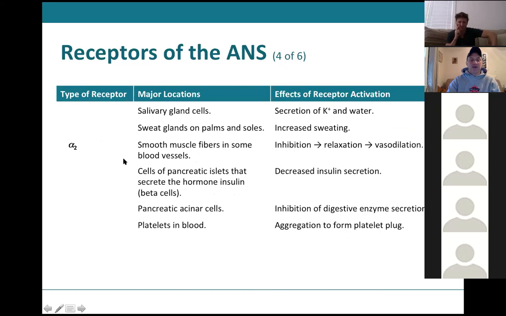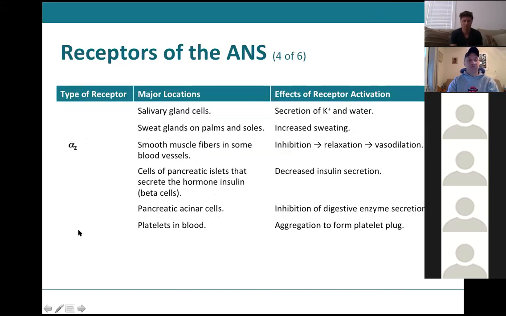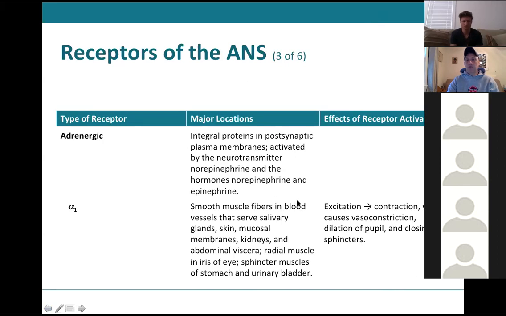Let's take a look at some of these alpha receptors. Alpha-1. Alpha-1 receptors, generally speaking, we're going to find them on the smooth muscle fibers in blood vessels. Okay, that makes sense. They serve salivary glands, kidney, and so on. But notice what actually happens here. Excitation generally causes constriction or contraction. And you'll also notice we would have done this inside lab by now, so it would have made more sense. Whoops, backwards. Sorry about that, guys. It would have made more sense.